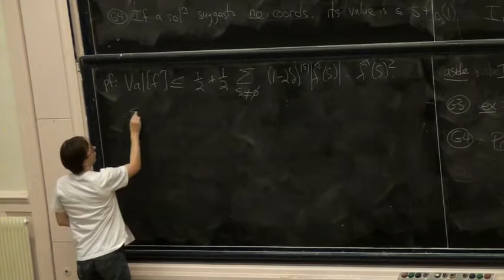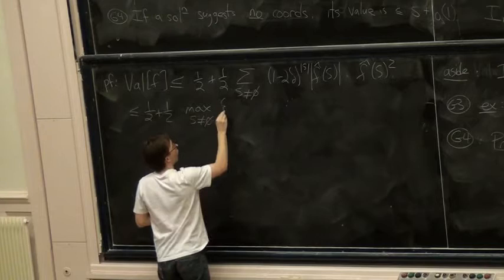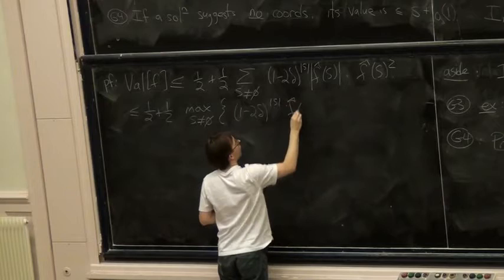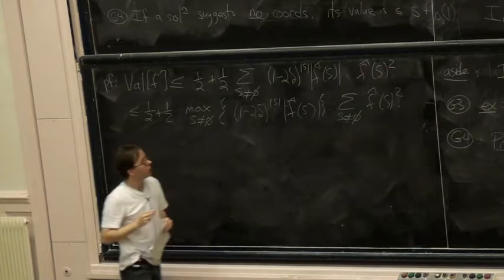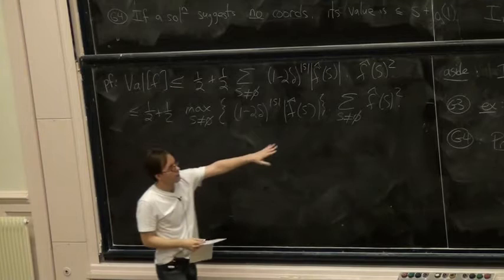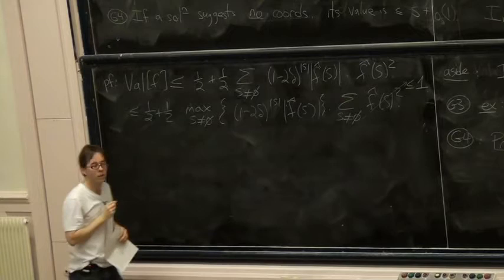So now I'll do what I said I was going to do. This is at most a half plus a half times the max over s non-empty of this quantity, 1 minus 2 delta to the cardinality of s times the absolute value of f hat s, times the sum over s not empty of f hat s squared. That's fine because this is non-negative, always. Now this is certainly less than the sum over all s, where you just add in the empty set, which gives the sum of all the squared Fourier coefficients, which is 1 by Parseval. So I'll forget about it.